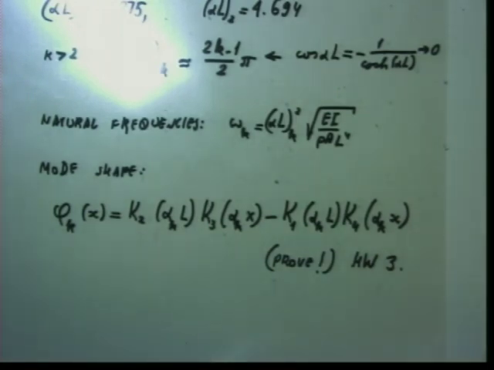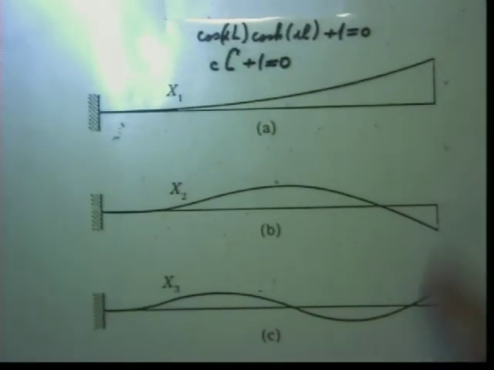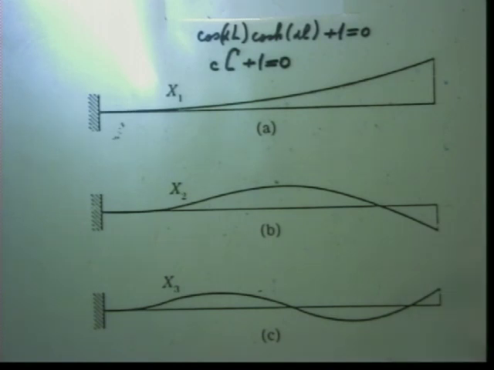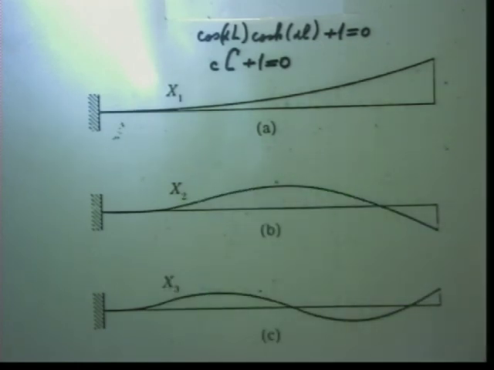And I will depict the mode shapes. So these are the mode shapes. That is the first mode shape, second mode shape, and that is a third mode shape. Actually, here instead of capital X's, please write down W's of phi's. Phi 1, phi 2, phi 3.